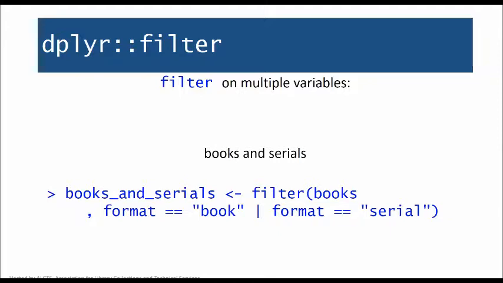The important thing for now is that you can use these operators to get more control over what you're subsetting. So for example, if I only wanted books and serials, I could create a variable books and serials where I'm filtering books, and I want the format to be equivalent to book, or I want the format to be equivalent to serial, and that pipe there is representing the or. Obviously, I wouldn't want to use and because it can't be both books and serials.